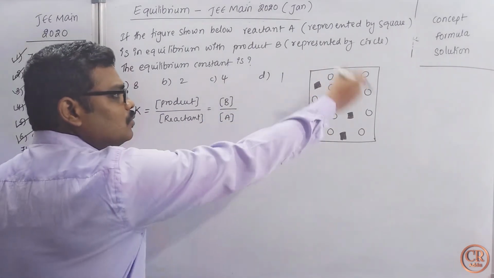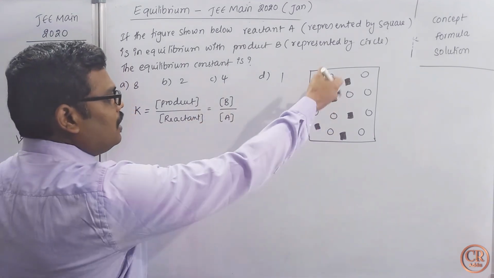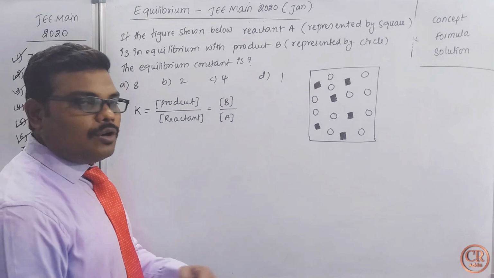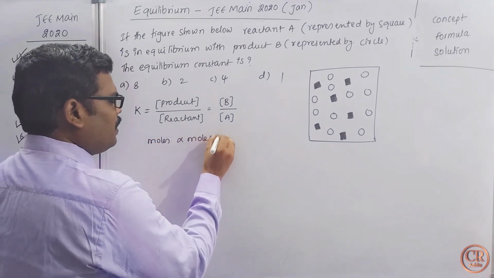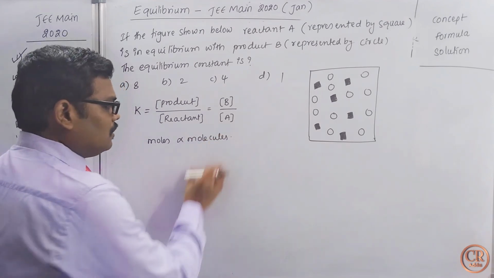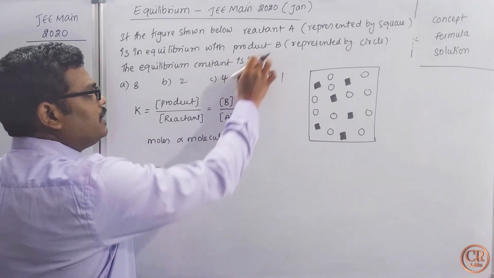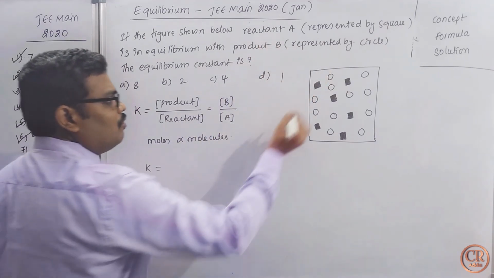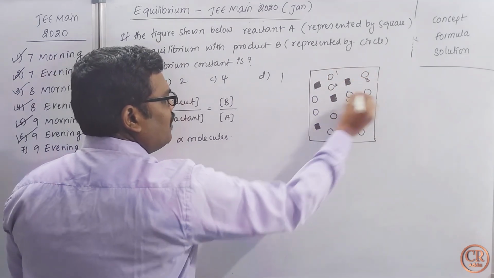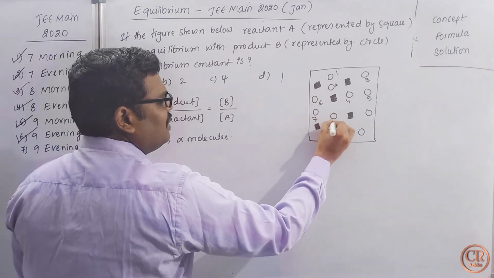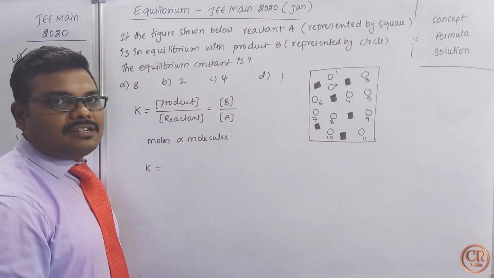Here the volume is the same. So if you know the number of moles, you can calculate concentration. But here molecules are given. Moles are directly proportional to molecules. So we count the total number of molecules. Now K is equal to B. B is the product. How many circles are there? Just count once: 1, 2, 3, 4, 5, 6, 7, 8, 9, 10 and 11. So the total number of circles is 11.